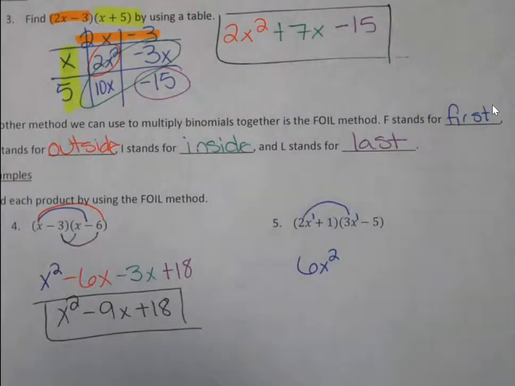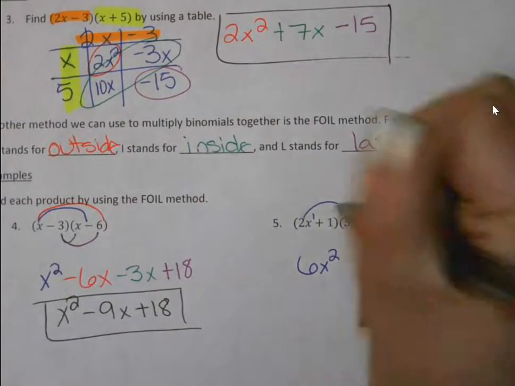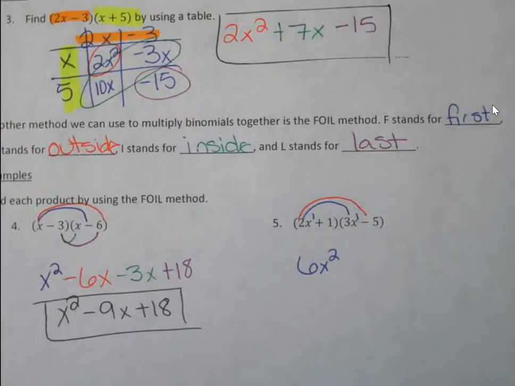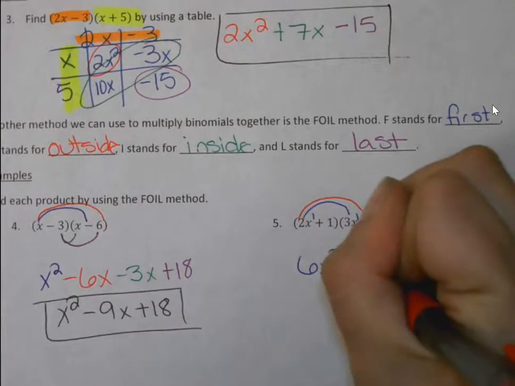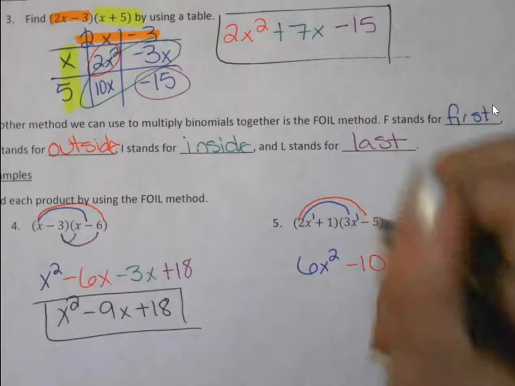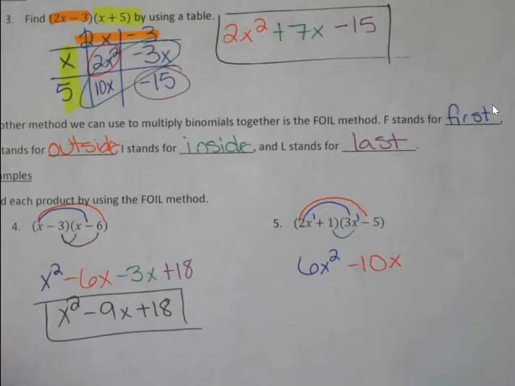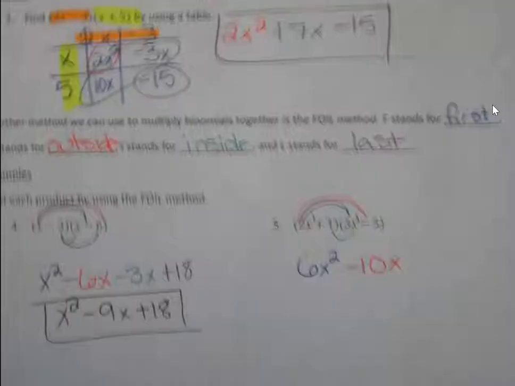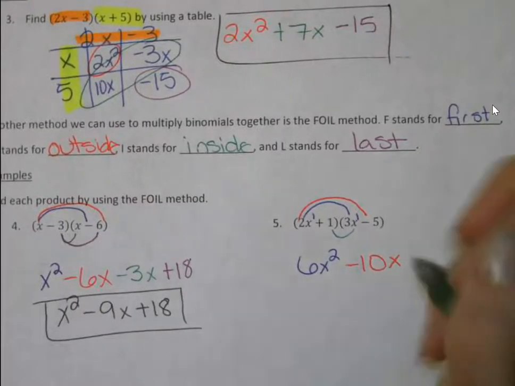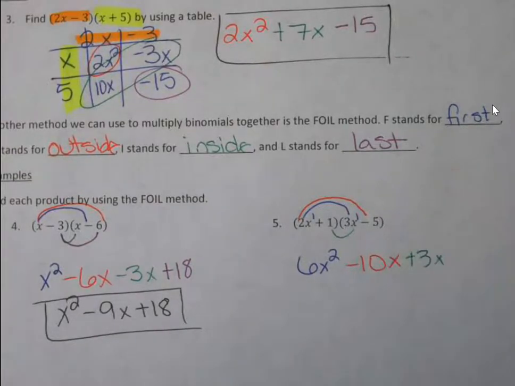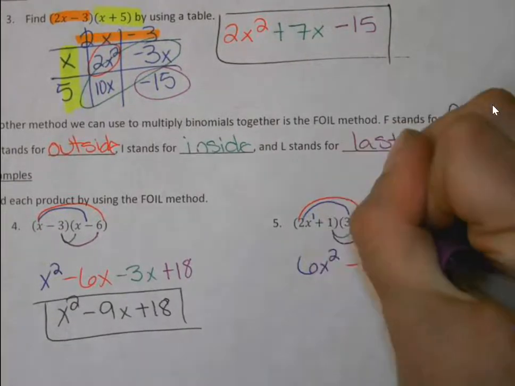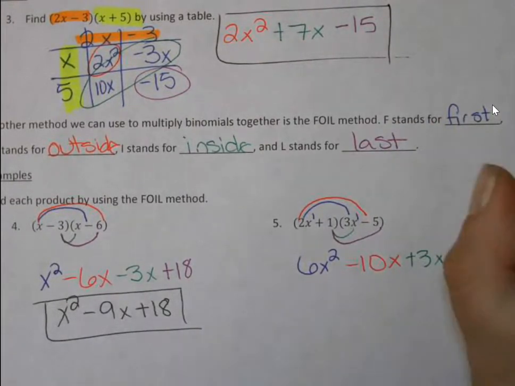Okay, then what do I want to do next? 2x and negative 5, which is... No, I'm multiplying. Negative 10x. Then I have 1 and 3x. Oh, correction right there. 1 times 3x. And then what goes at the end? 1 times negative 5, which is negative 5.